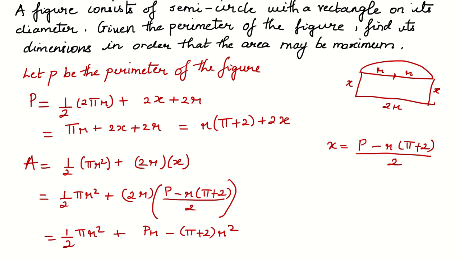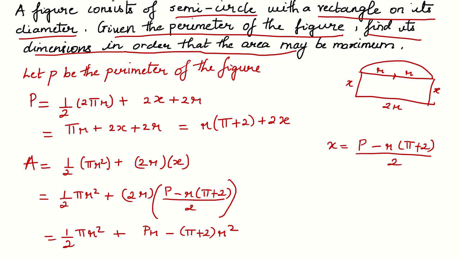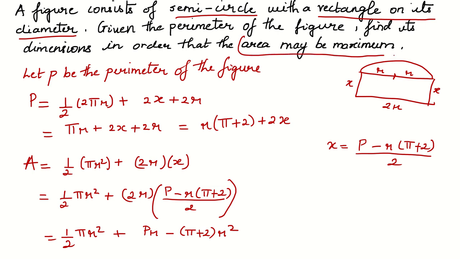Next question. A figure consists of a semicircle with a rectangle on its diameter. Or there is a semicircle, and on the diameter a rectangle is drawn. Given the perimeter of the figure, the value is not given, they're just telling the perimeter of the figure. You have to find its dimensions in order that the area may be maximum. Okay, so area should be maximum.